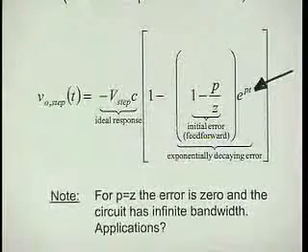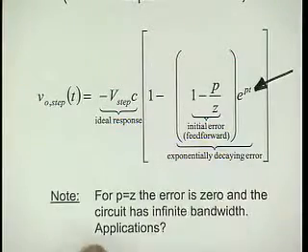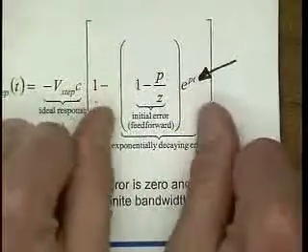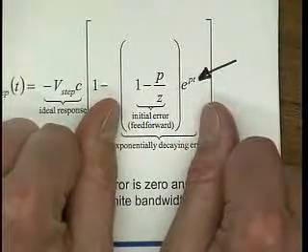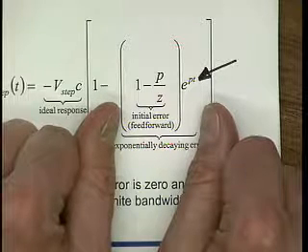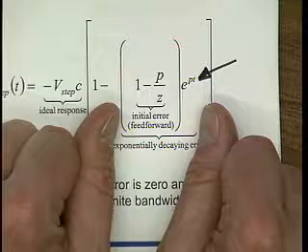Actually, there's something neat. I put a little note here. There's something neat about this circuit. This thing we want 0, right? How can we do that? How can we make this 0?